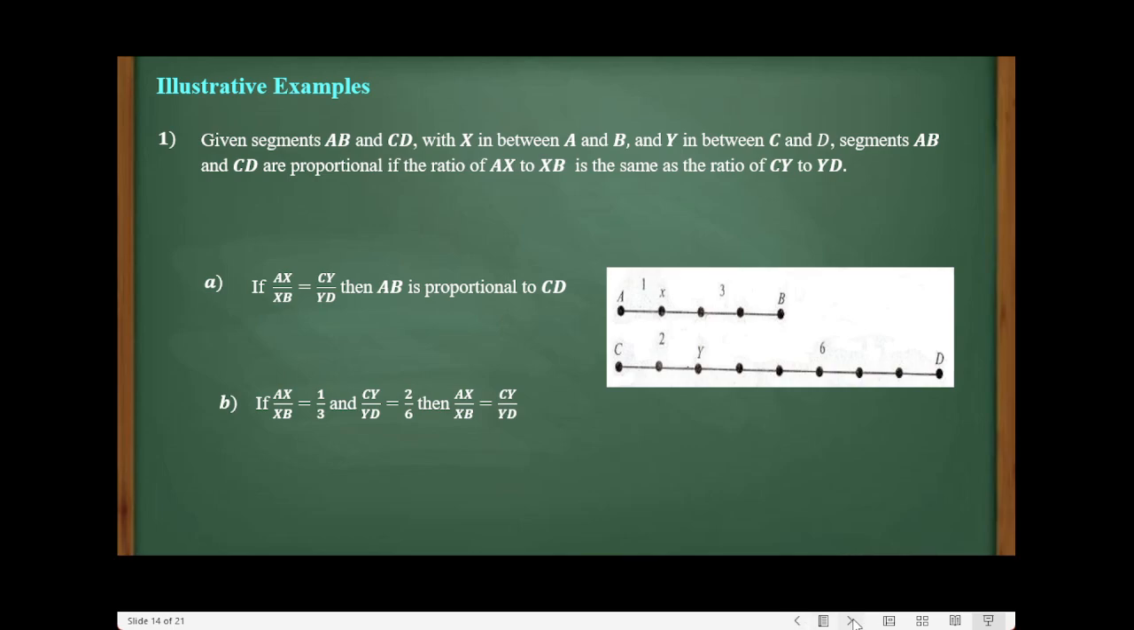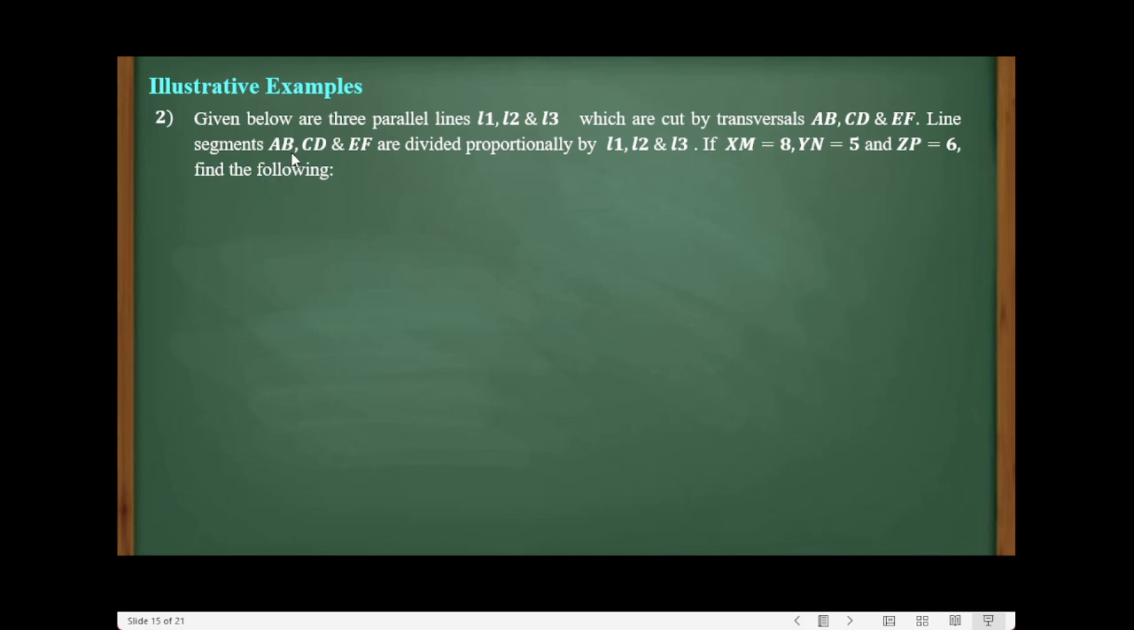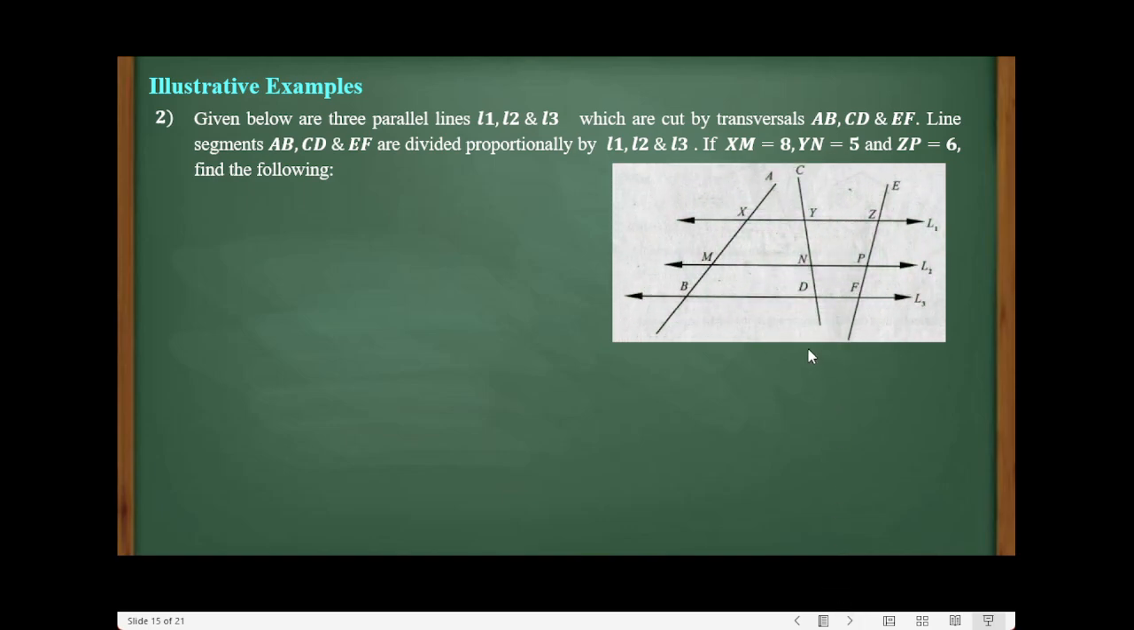Now, if you have no questions, we go to the next slide for the next example, particularly illustrative example number 2. Given below are three parallel lines L sub 1, L sub 2, and L sub 3, which are cut by transversals AB, CD, and EF. Line segments AB, CD, and EF are divided proportionally by L sub 1, L sub 2, and L sub 3. If XM is 8, YN is 5, and ZP is 6, find the following. Okay, so this is the illustration.